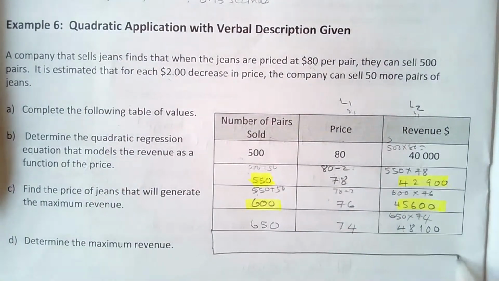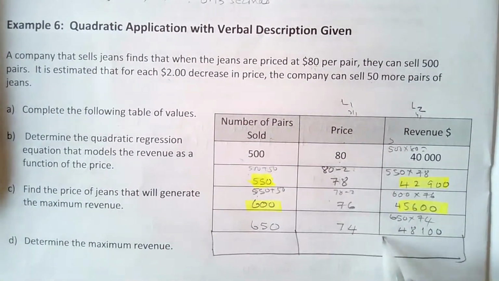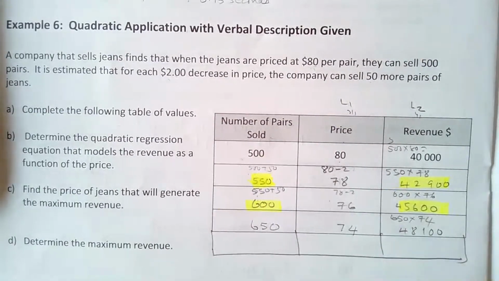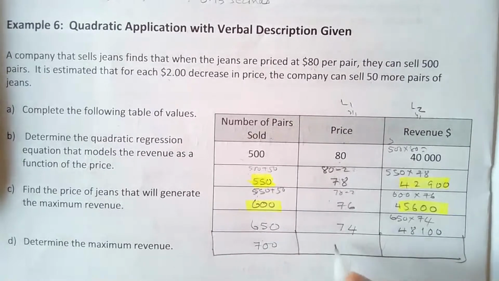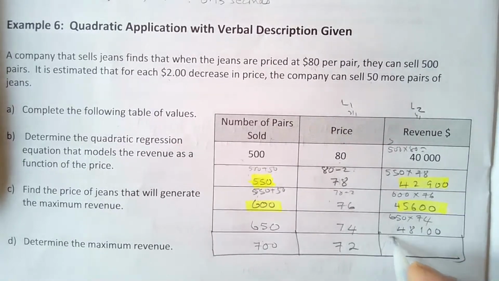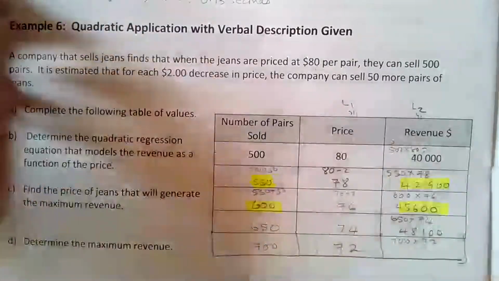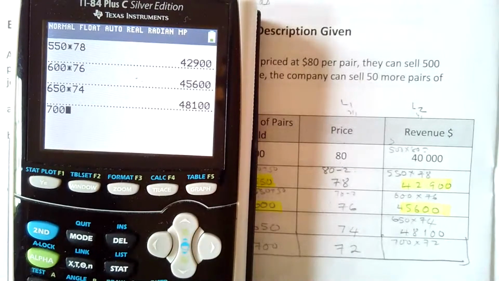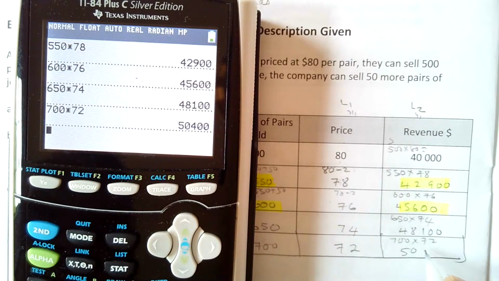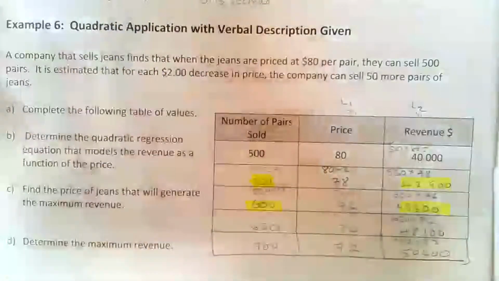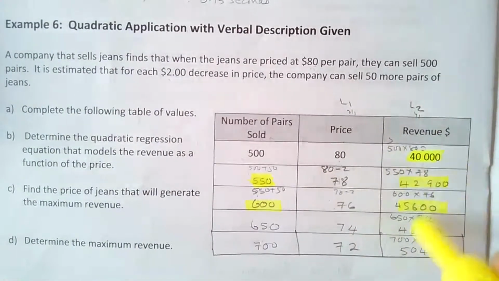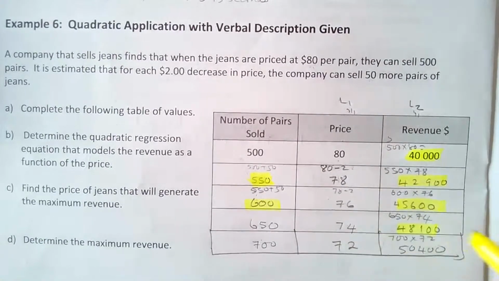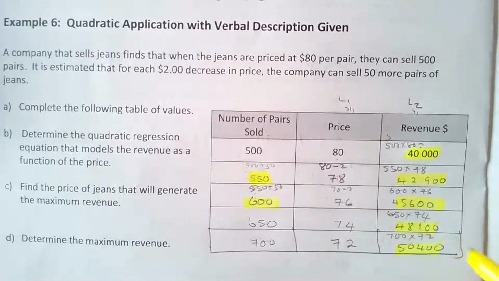We can do a few more, but we have 1, 2, 3, 4. This should be sufficient, but let's do another one. We have 700 here, because you're adding 50. This would be 72. Now 700 times 72 is 50,400. So let's highlight these numbers here. The first is 40,000. Then we have 48,100, and we have 50,400.